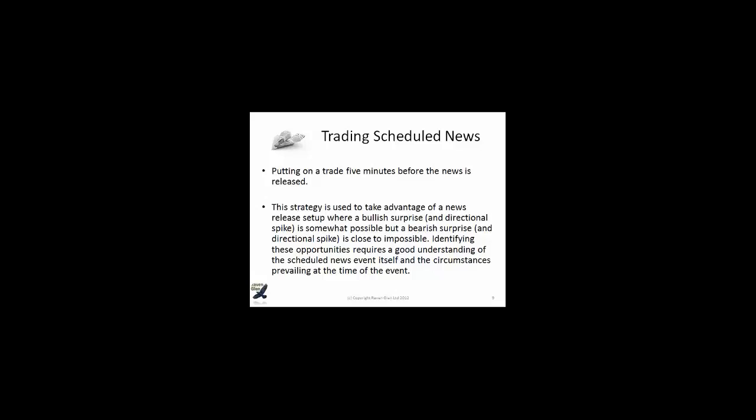So once we have scheduled news items out, the question is what to do with it. There are three ways basically of trading scheduled news. The first is to put a trade on a few minutes before the news is released. You'd only do this if you have a high expectation of what the news will be in terms of will it be better than forecast, less good than forecast, or equal to forecast, and if you've got some knowledge of what may happen as a result of the news being different from forecast.